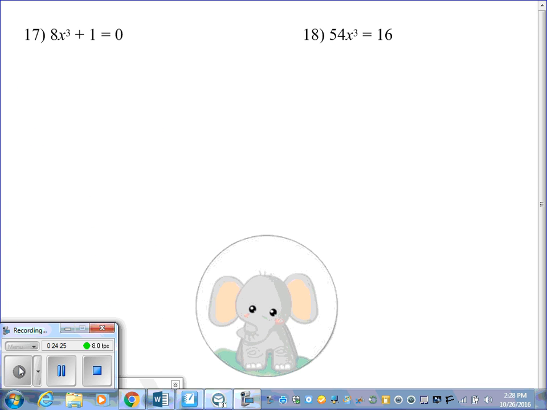Yes. Here we go. 17. That's what happens if you go to the bathroom during class. 17. It's already set equal to 0. We have two terms. Recognize they're cubes, right? It's an x cubed. Is 8x cubed perfect? Is 1 a perfect cube? Yes. Okay, so let's set up our parentheses.